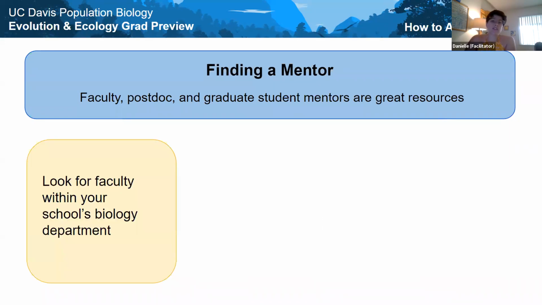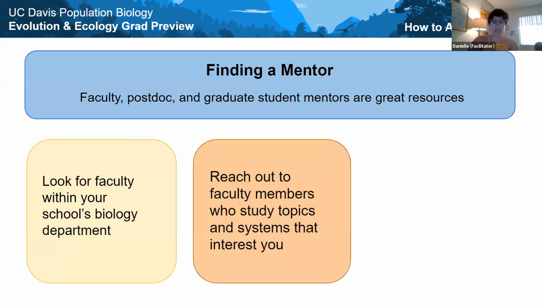There are a number of ways that you can find a good mentor for the grad application process. So one way is to look for faculty within your school's biology department. And if you know what you are interested in, you may want to reach out to faculty members who study the topics and systems that you are interested in, kind of like we discussed earlier. Most professors are enthusiastic when a student wants to pursue research in the field that they are interested in, and would be more than happy to provide mentorship on the application process.